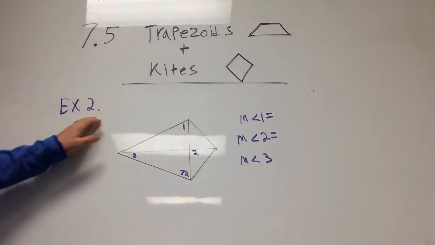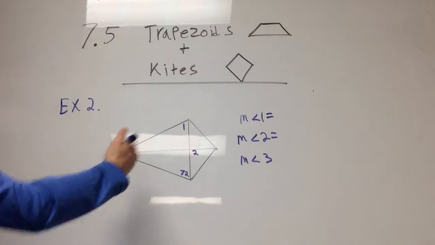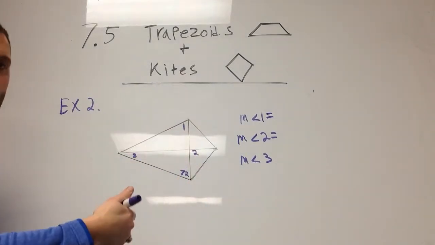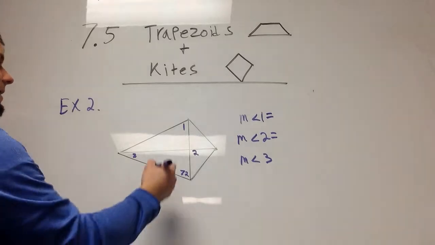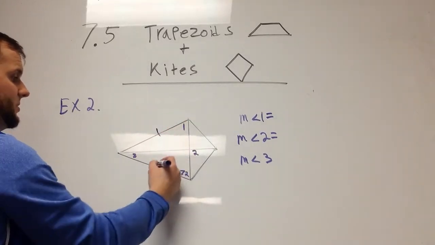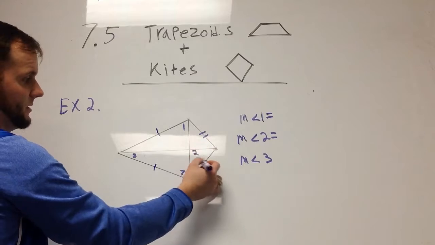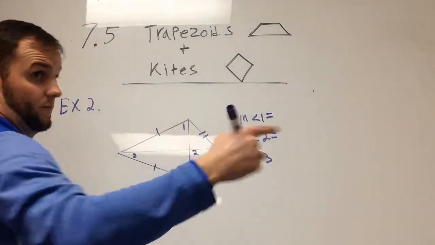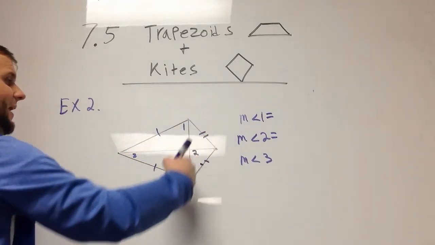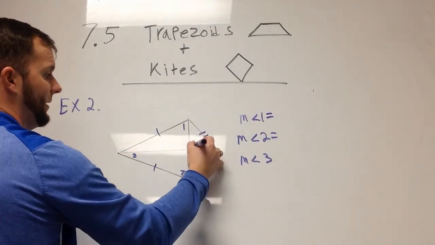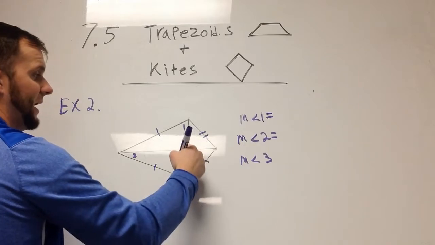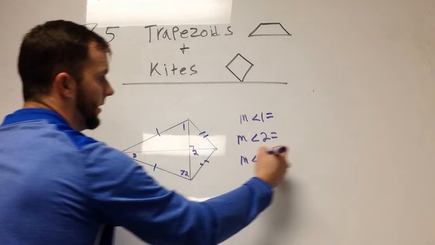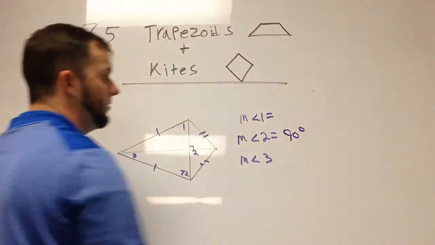So the next one we're going to talk about is example number 2. And right here we have a kite. It looks like on our kite we have two diagonals going across. If I have a kite, I know that these two adjacent sides are going to be congruent, and these two sides are going to be congruent. From our theorem a while ago, the diagonals of a kite are going to be perpendicular. So that means it's going to be 90 degrees right here all the way around. So automatically I know angle 2 here is going to be 90 degrees.